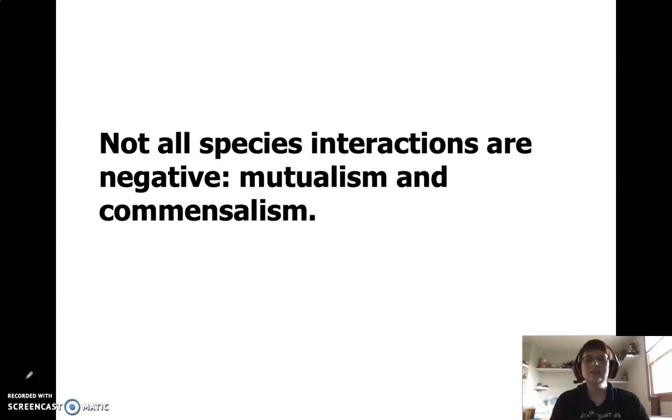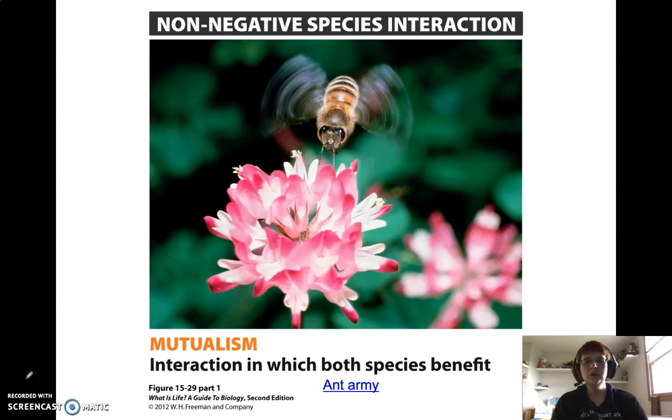So we're going to look at these last two, mutualism and commensalism. In these interactions, the interaction is either positive for both species or positive for one and not harmful for the other. So let's take a look first at mutualism. Mutualism is one of the non-negatives where, in this case, both species benefit. So both of the species get something good from this interaction.